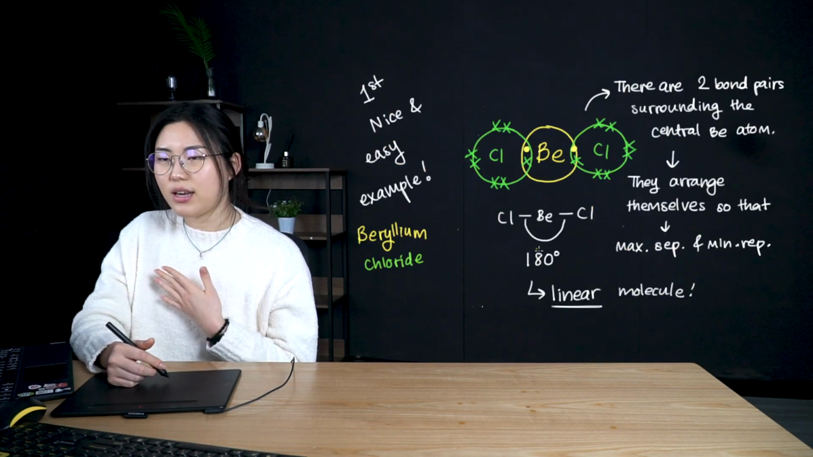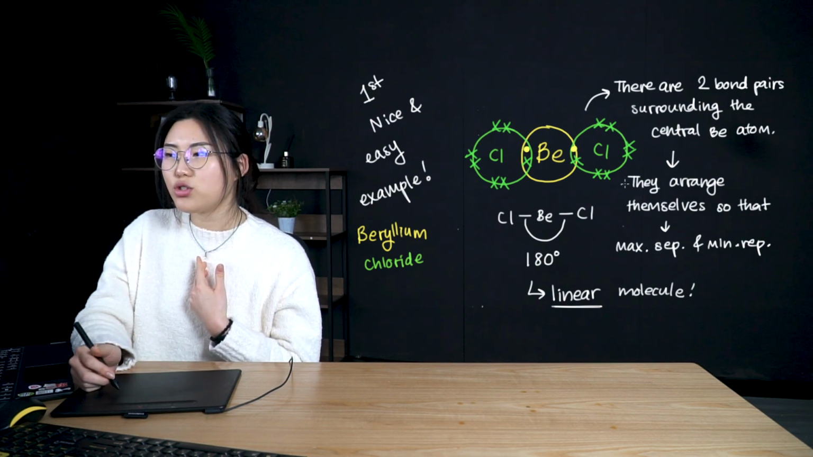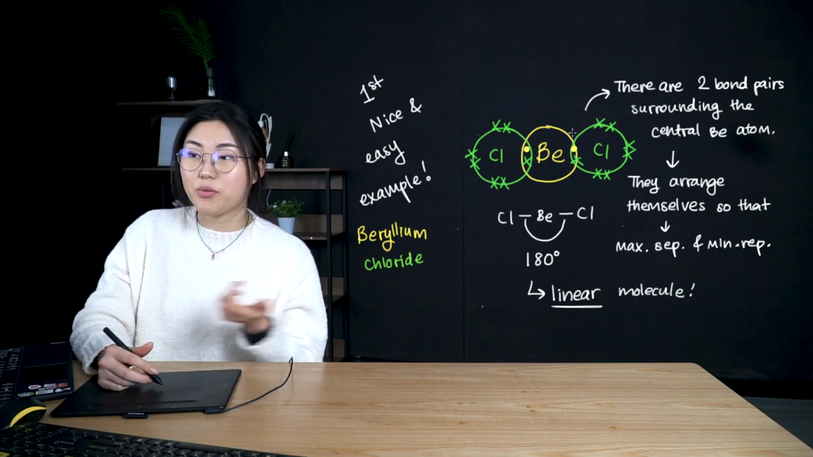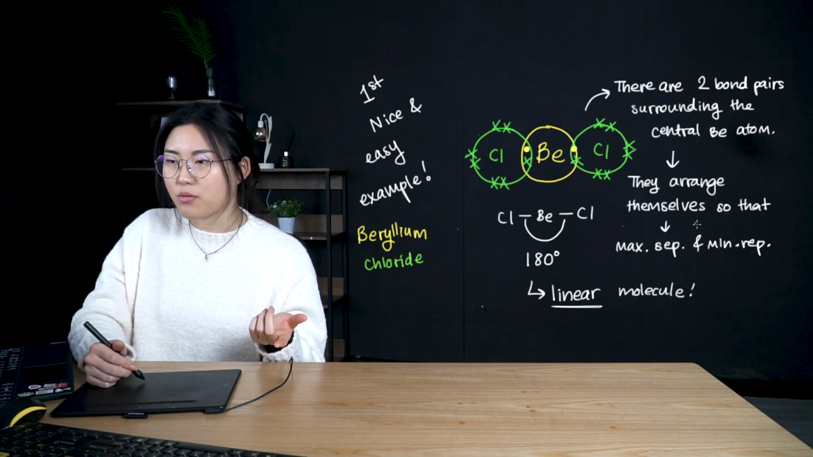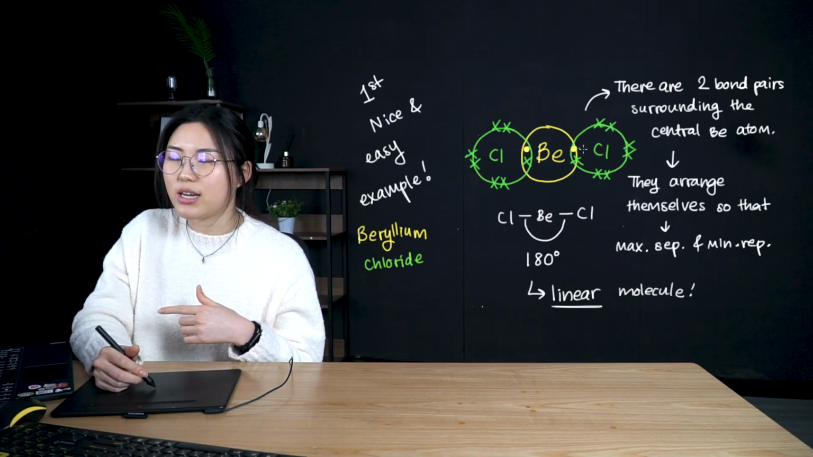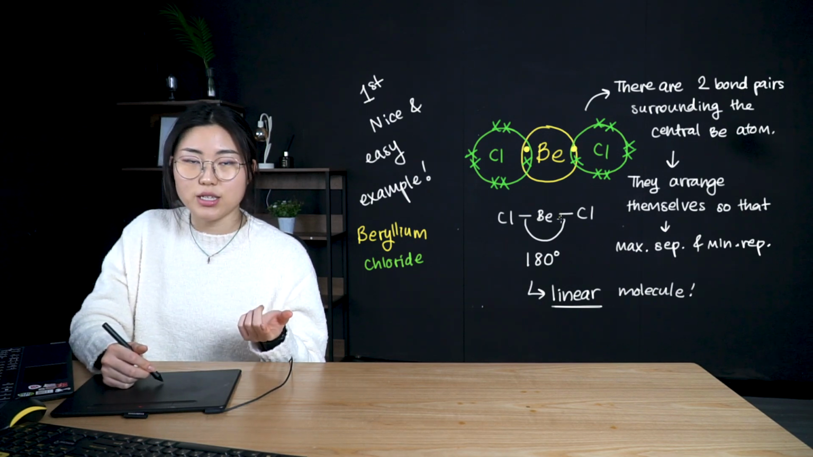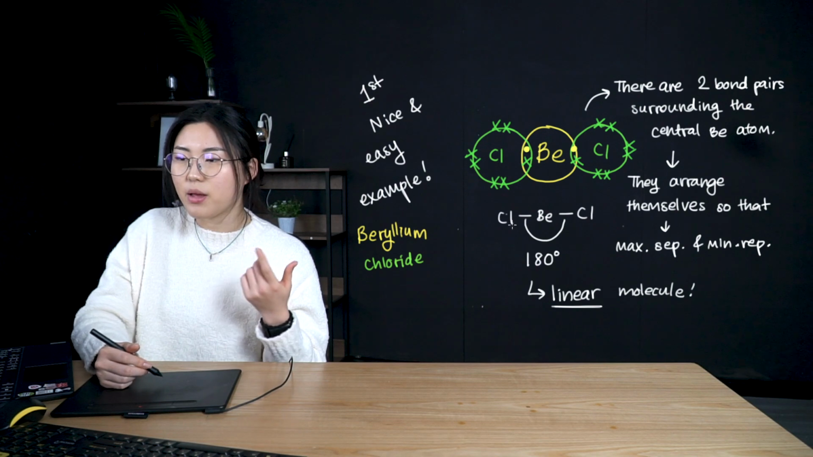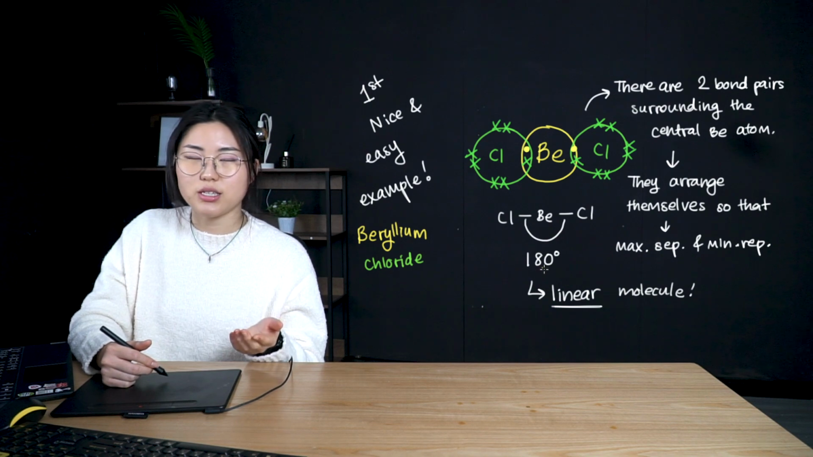The first is a nice and easy example. This is a beryllium chloride molecule. There are two bond pairs, as you can see, with beryllium as the central atom. They arrange themselves so that there is maximum separation and minimum repulsion. So the bond pairs over here are at maximum separation, making the bond angle 180 degrees. And when we have two bond pairs repelling equally, it gives a linear molecule when the bond angle is 180 degrees.